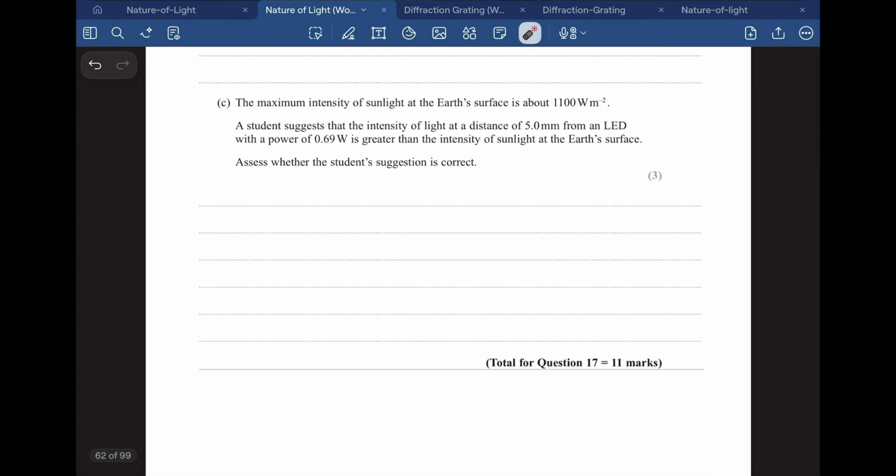Now moving on to the next question, it says the maximum intensity of sunlight at the earth's surface is this. A student suggests that the intensity of the light at a distance of 5 mm from an LED with a power of this is greater than the intensity of sunlight at the earth's surface. To figure out whether this intensity is greater, we'll have to figure out this intensity. We know the intensity formula: intensity = power divided by 4πd². So we have got our power. We'll do 4π × (5 × 10⁻³)², because it is in millimeters and we'll have to convert it into meters.